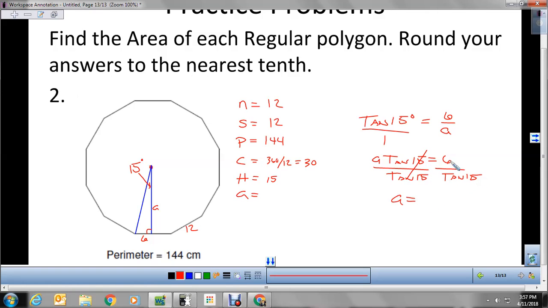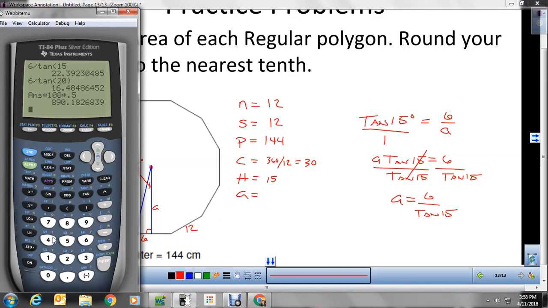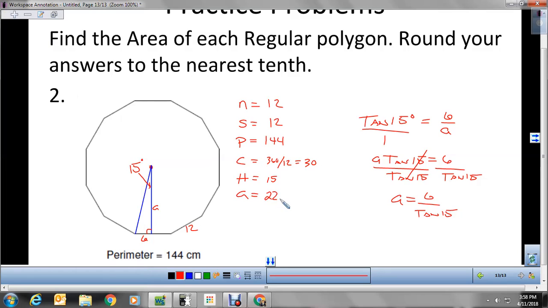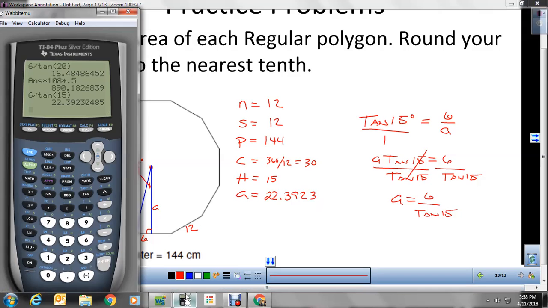And a is equal to 6 divided by tangent 15. So once again, we go to our calculator and we get 6 divided by tangent 15. That's going to give us 22.3923. Double check that. Yes.